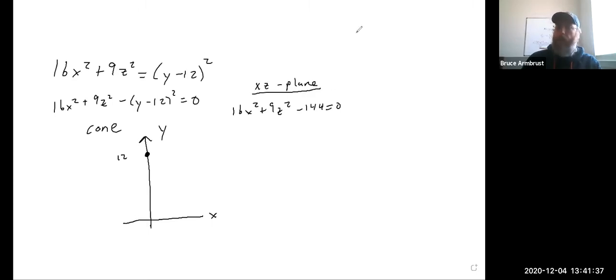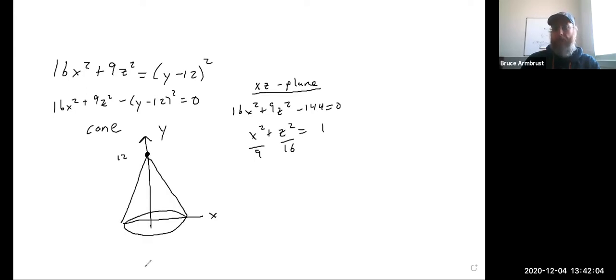So I don't know if you remember this term, we call this a trace. That's the trace of that surface. But if you let y equal 0, you get this. This is definitely an ellipse. And if I rewrite it in the form that you know, it looks like that. So what we're getting is the cone that does this. But the base of it is not a circle. The base of it's actually an ellipse.